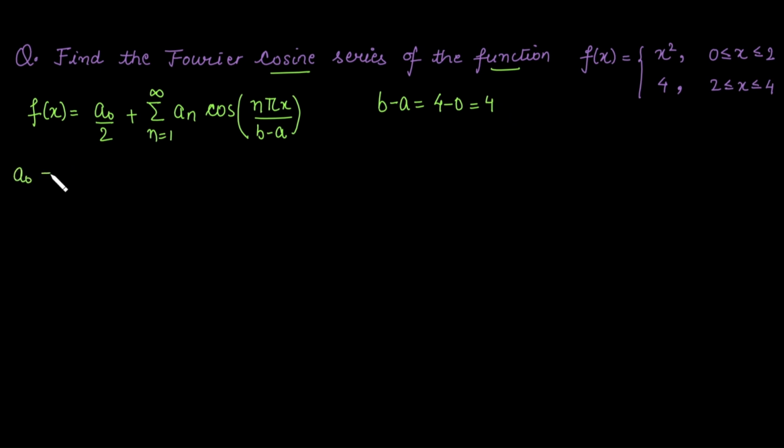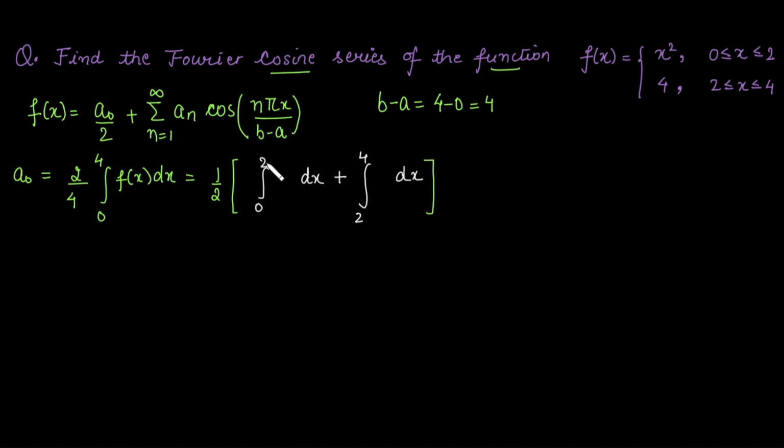Now a naught is calculated as 2 by the length of the interval 4, integration from 0 to 4 of the function with respect to x. This is equal to 1 by 2 as it is. Now the integration is divided into two parts. That is from 0 to 2 the function value is x square. From 2 to 4 the function value is 4.